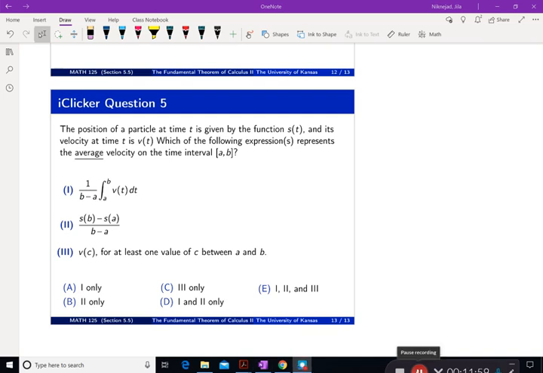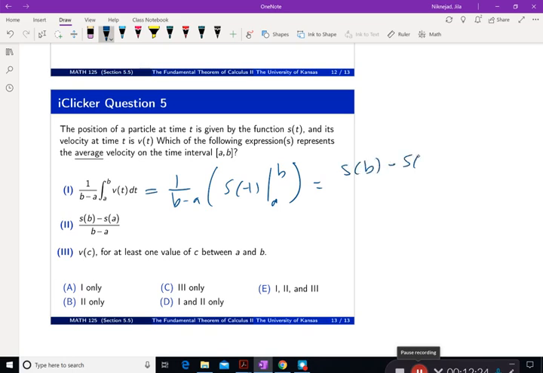Okay, let's examine the question now. What is the integral from a to b of v of t dt? That is the antiderivative of v of t, which is s of t, evaluated at b and a. And so it's going to be s of b minus s of a over b minus a. So 1 and 2 are the same, and both of them are the formula that we know for average velocity on the interval a to b.